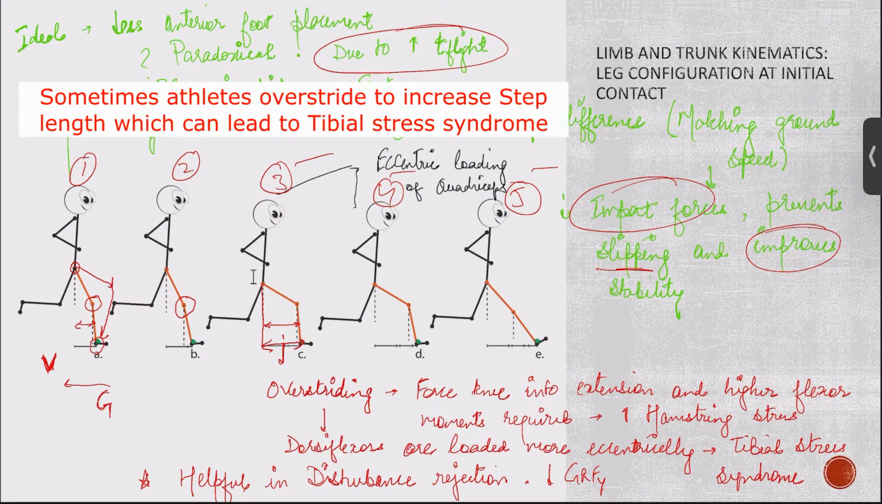Overstriding will force our knee into extension. There will be eccentric loading of our quadriceps, and there will be increased stress on the hamstrings too, and the dorsiflexors of the foot will also be eccentrically loaded, and it can lead to tibial stress syndrome.